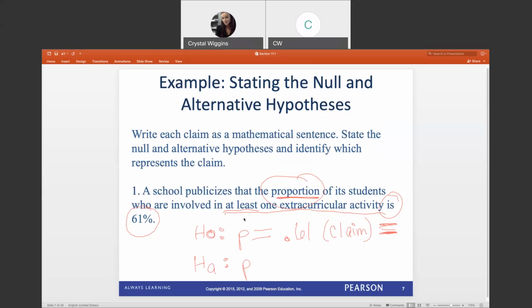So now I have to build the alternative, since it's the hypothesis without the claim. I need to just make it the opposite of an equal sign. So if this null is an equal sign, then the opposite is not equal to. Always use the same parameter value.